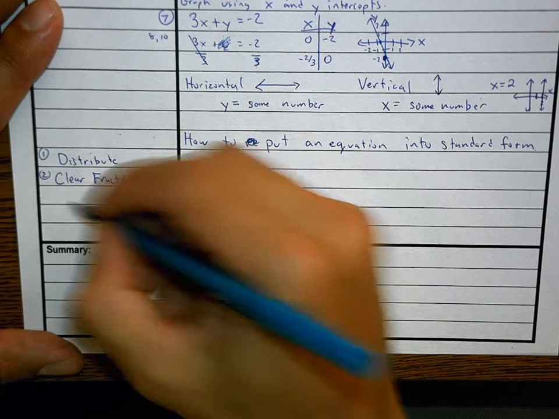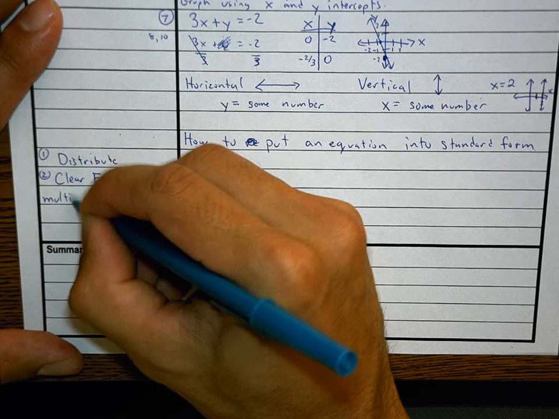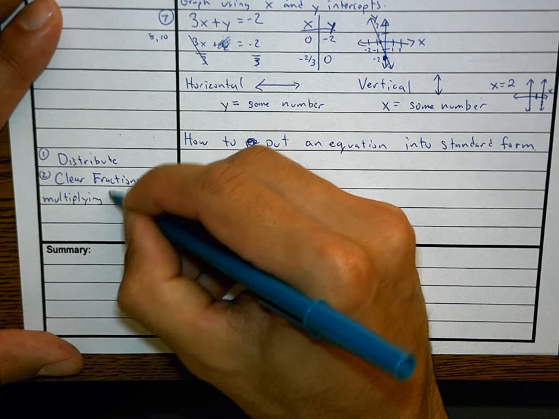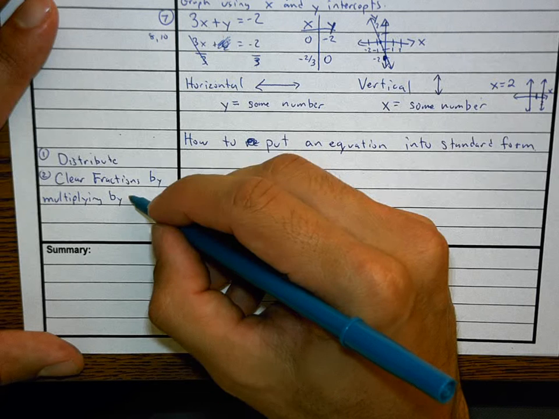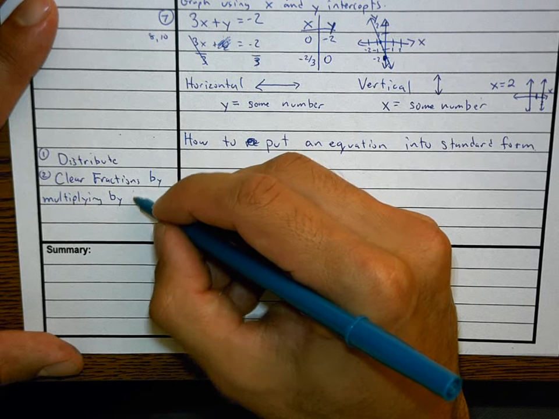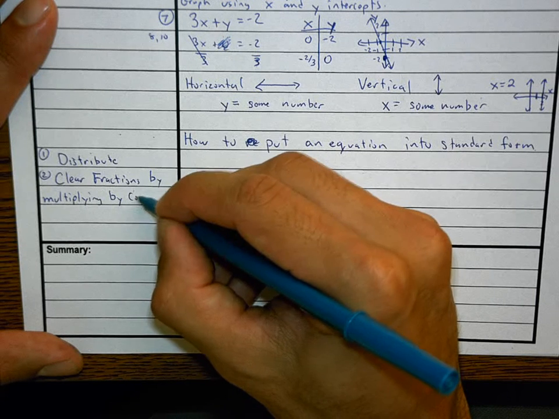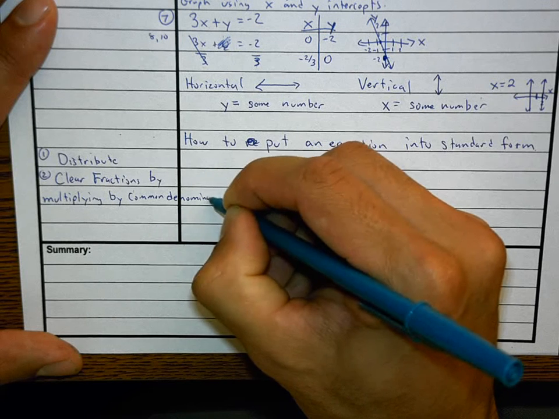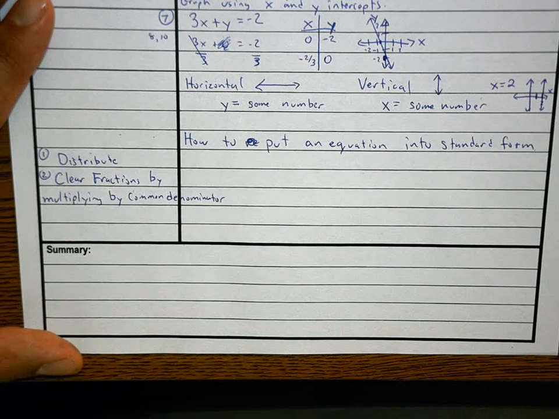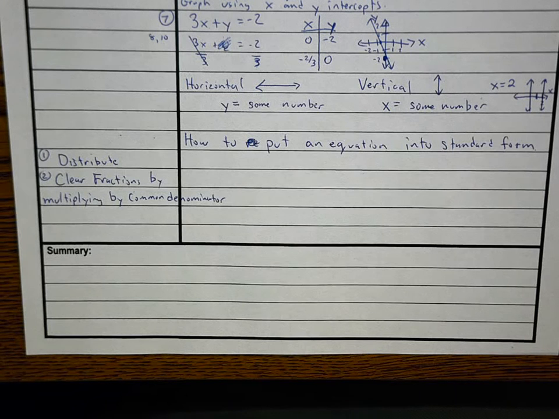By multiplying by the common denominator. Common denominator. It's going to go a little bit past right there. Sorry for those of you who don't like that, but it did. Distribute, clear fractions by multiplying by the common denominator.